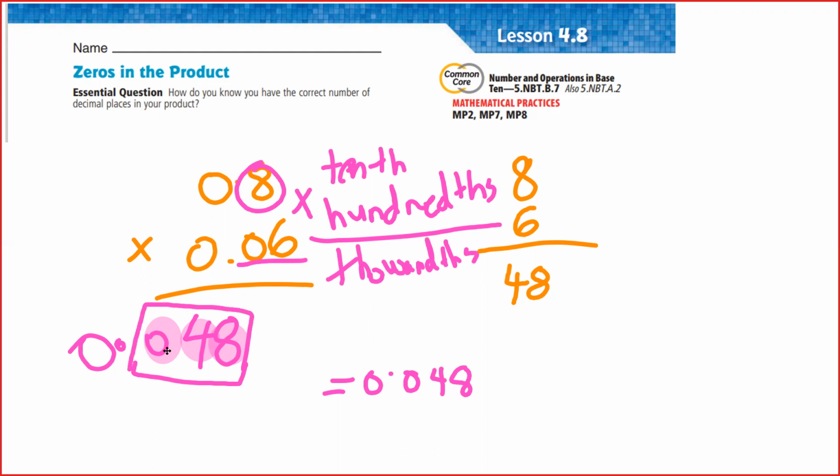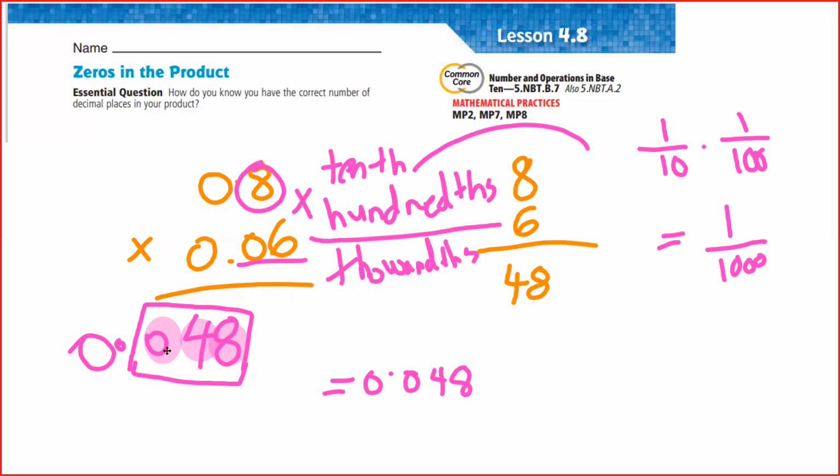Some of you say, teacher, how? Because a tenth is like 1 over 10. A hundredth means like 1 over 100. You multiply them together, 1 by 1 is 1, and 10 times 100 is 1,000. So multiplying tenths by hundredths, the product will be in thousandths.